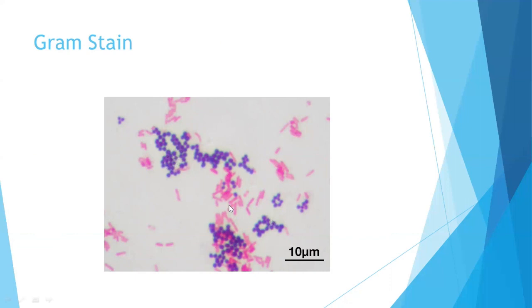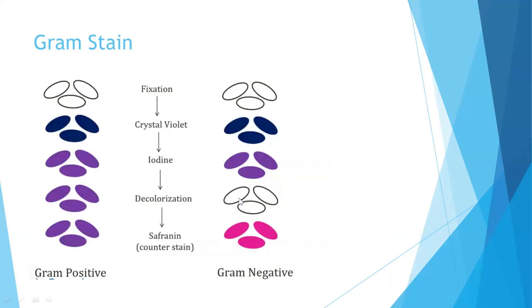You can see the Gram stain feature that I have shown you in the previous video. Positive is purple, negative is pink. So how do you stain? First of all, there is fixation of the bacteria to the glass slide. After that, you add crystal violet, then you add iodine, and then you decolorize with alcohol. The gram-positive bacteria retain the stain, so after decolorization the stain is not washed out.